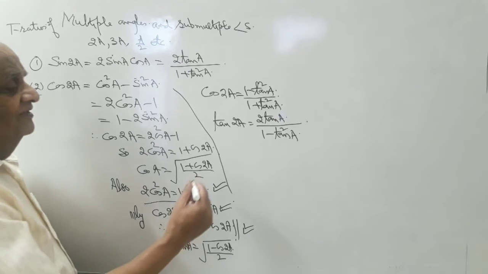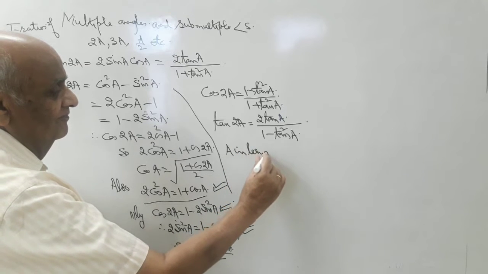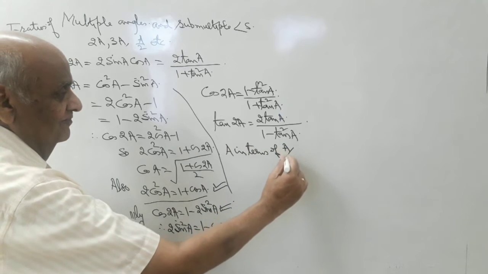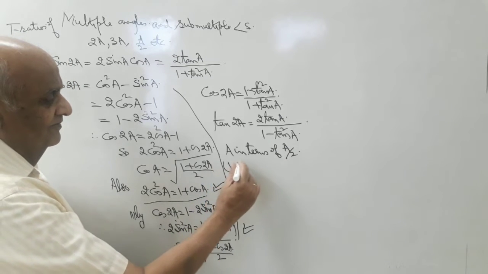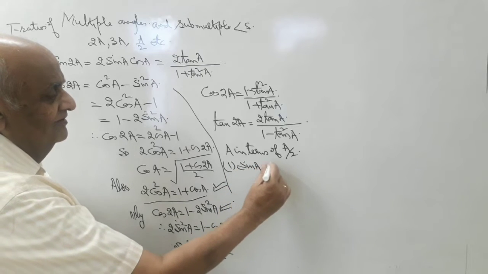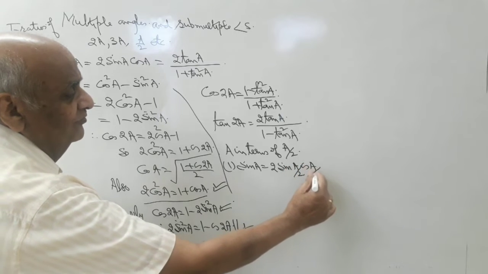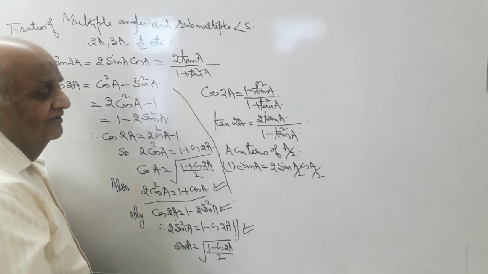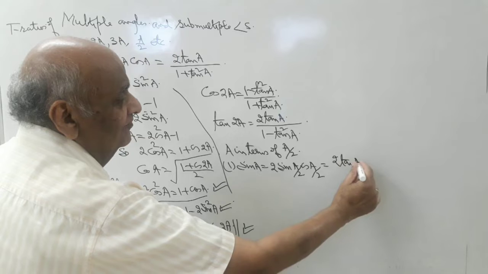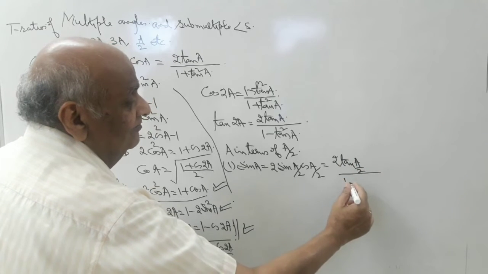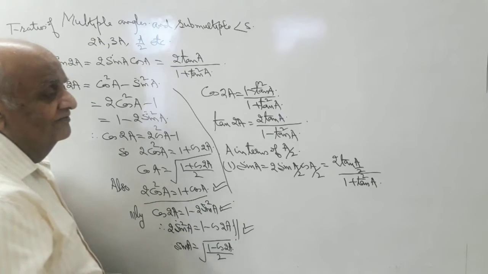Now similarly we can say angle A in terms of A by 2, that is like some submultiple we can call. Number 1, sin A is equal to 2 sin A by 2 cos A by 2. Again angle is half. It is equal to 2 tan A by 2 over 1 plus tan square A by 2. This is for sin A.